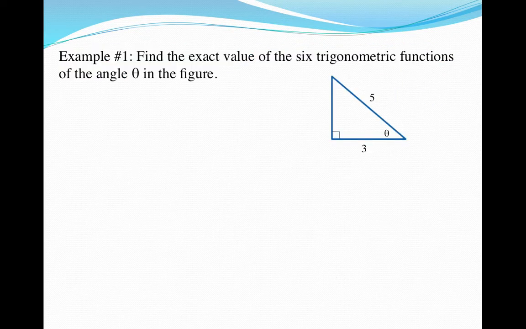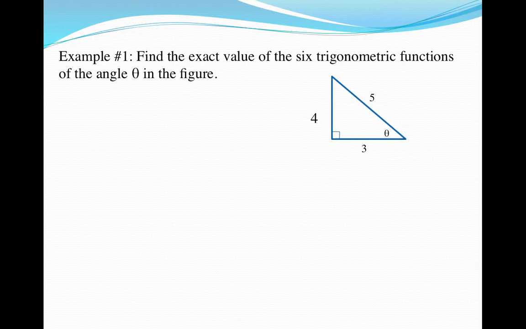In example 1, we're asked to find the exact values of the 6 trig functions. We're looking for the 6 trig functions of angle theta in this figure. Well, I know that I can use the lengths of the legs and the length of the hypotenuse to find that. So we need to find out what the length of this other leg is. If I know my special right triangles, I can just say, well, that length is 4, because this is a 3, 4, 5 special right triangle. Notice that with a 3, 4, 5 right triangle, the hypotenuse always must be the length 5 because it has to be the longest side.